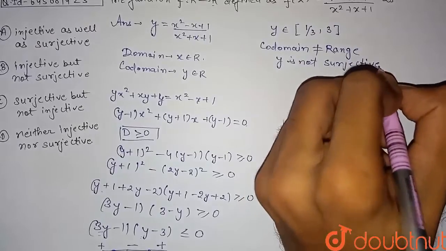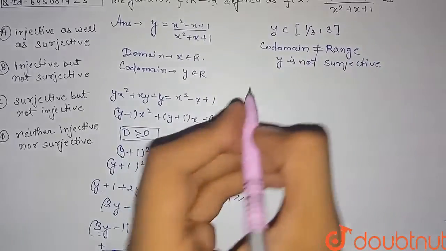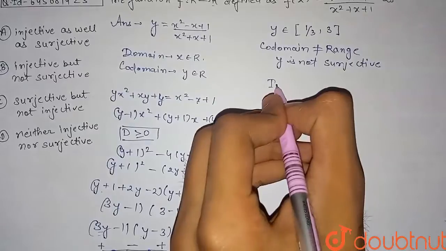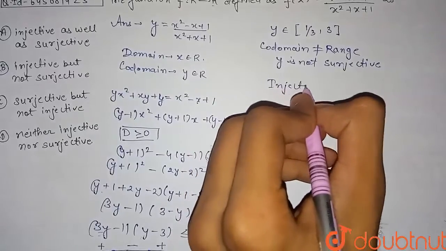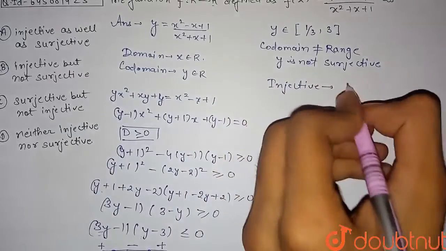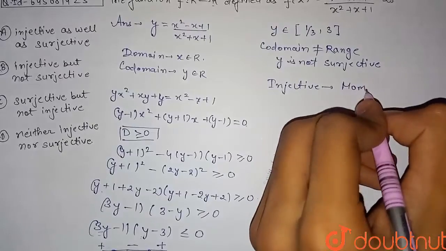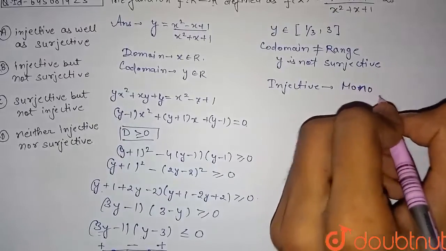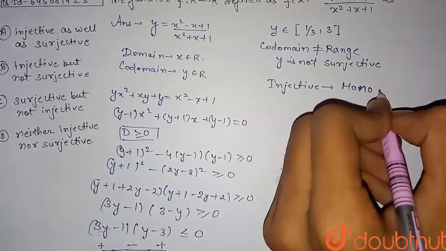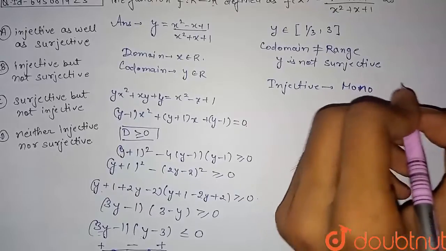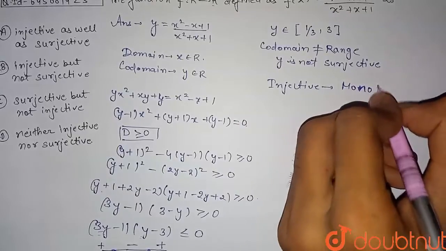Now we will check the injectivity of this function. So for injective, the function must be monotonic. What is the meaning of monotonic? That function must be either increasing or decreasing, not both.